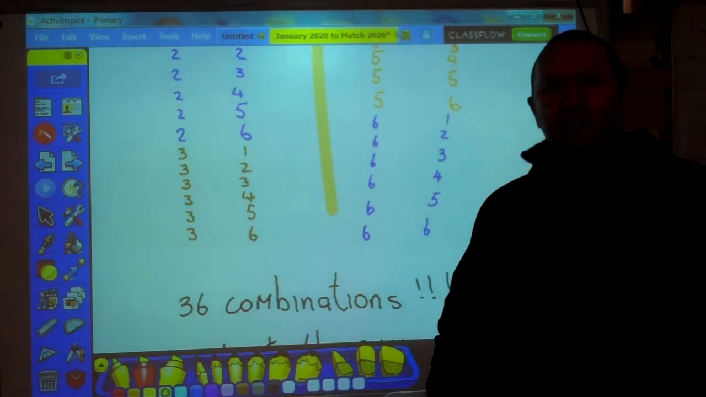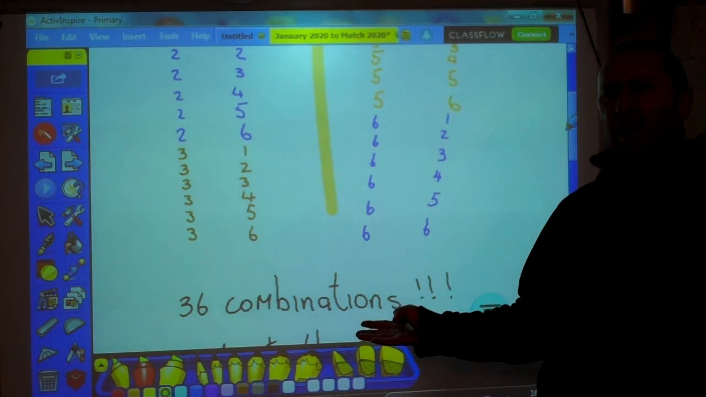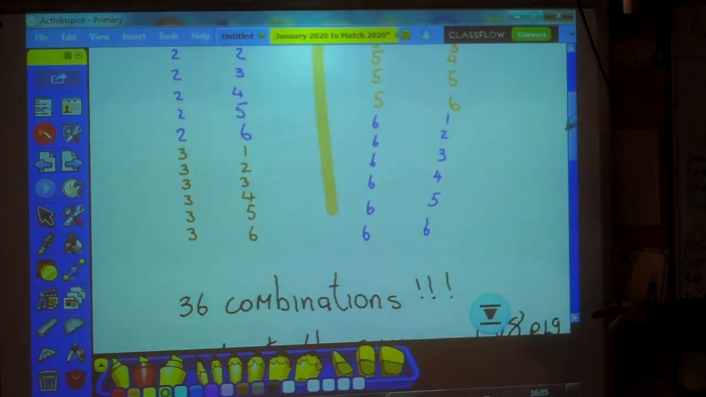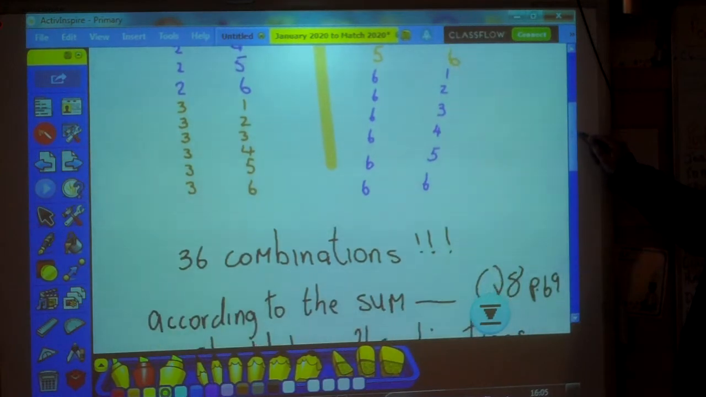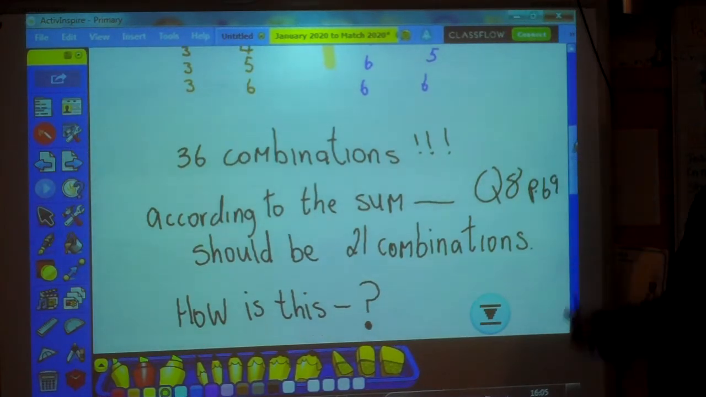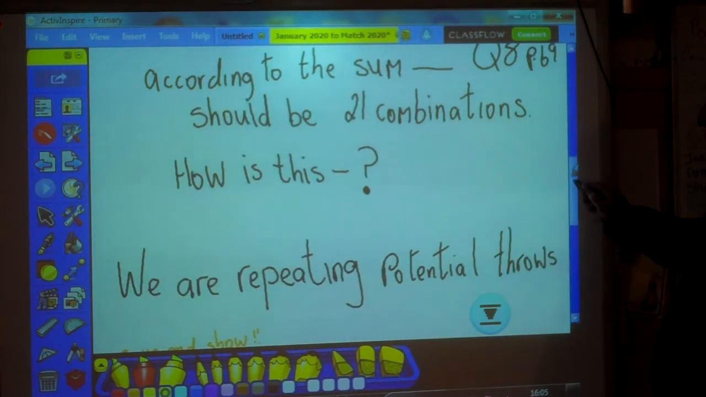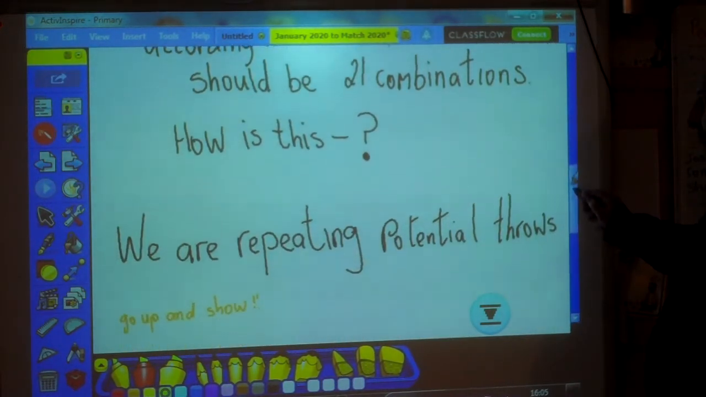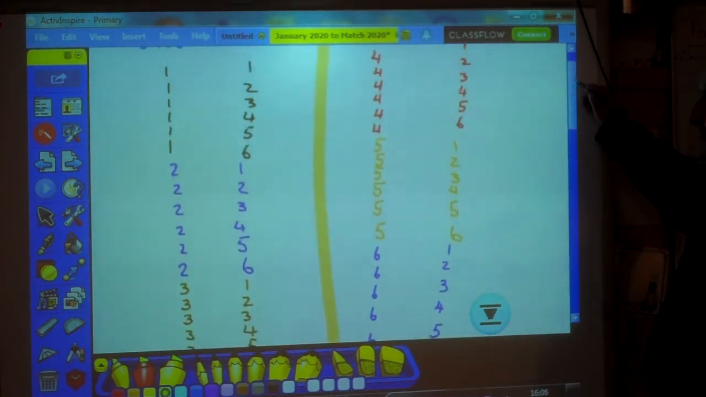But when we looked back at the sum, it told us to find the 21 combinations, so we were asking, how can we have 36 when we're only supposed to have 21 combinations? So according to the sum, which is question 8, which you'll be doing, there should be 21 combinations. So we asked the question, how is this? How have we got so many compared to what the sum is asking us? So if we pop up, we'll see what we were doing to make it wrong.